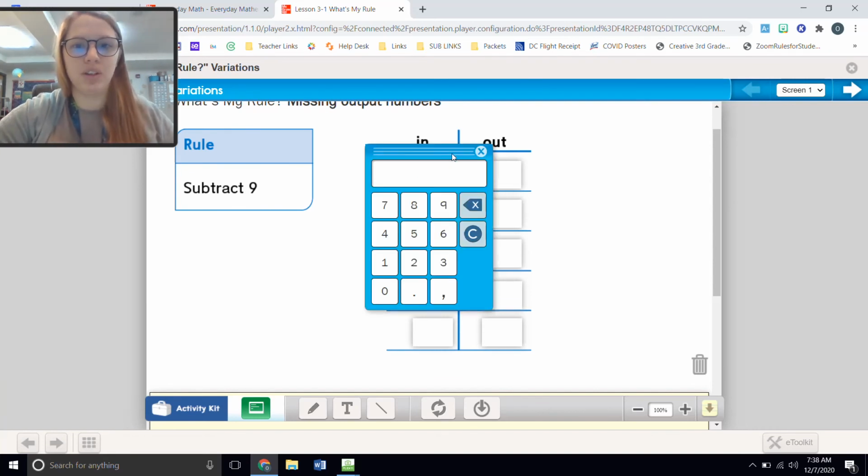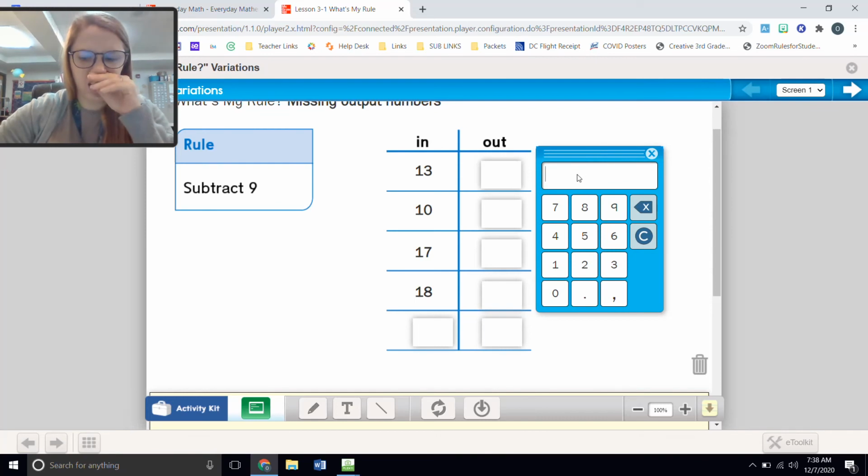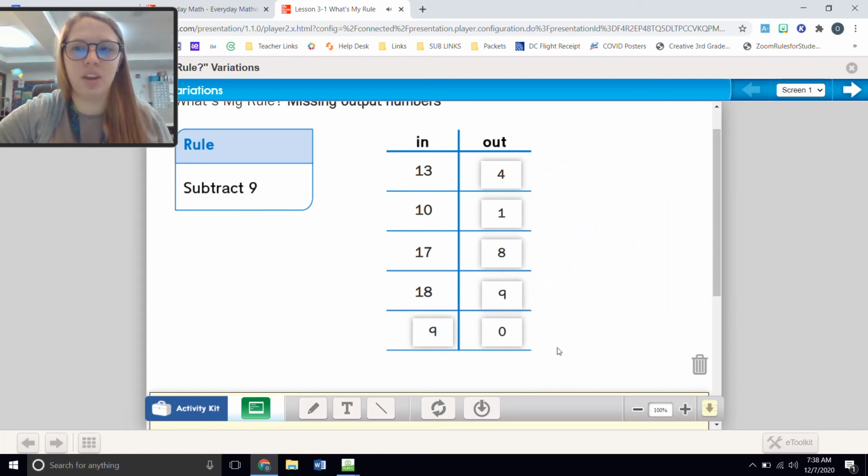So if I'm going to subtract 9 from 13, I get 4. 10 minus 9 is 1. 17 minus 9 is 8. And 18 minus 9 is 9. Now down here, I could make my own. 9 minus 9 is 0. All right.